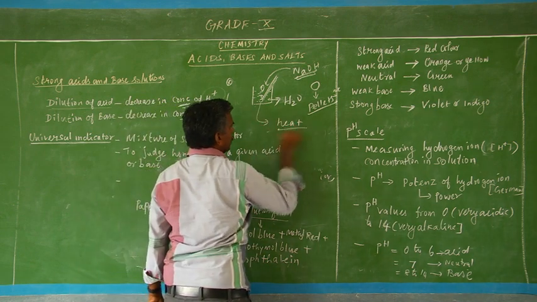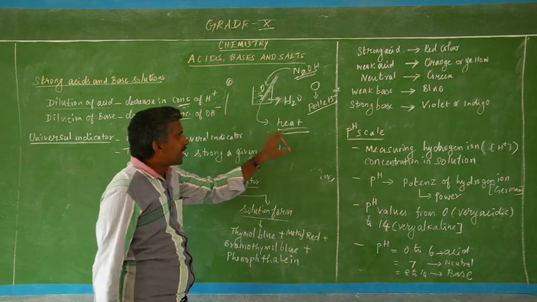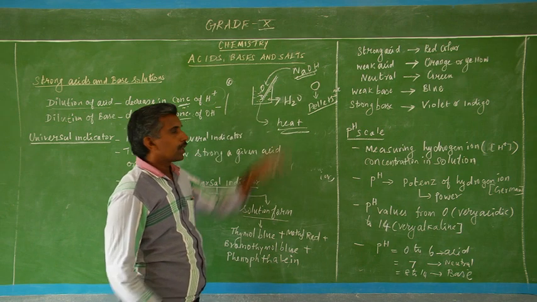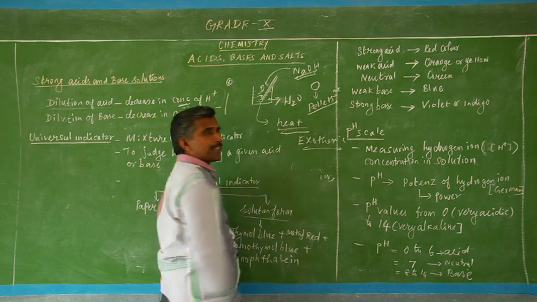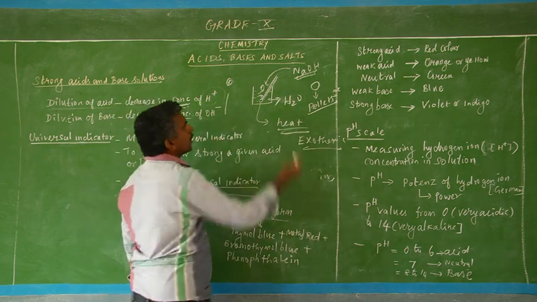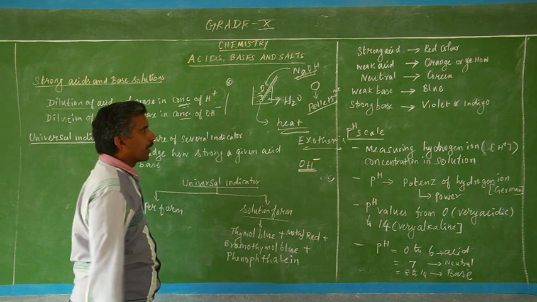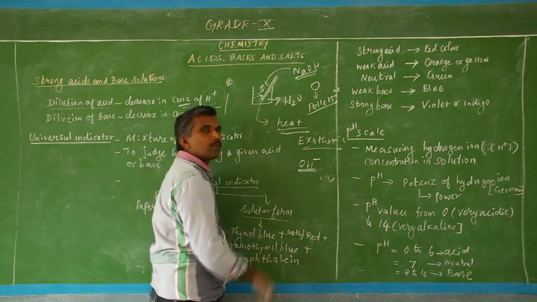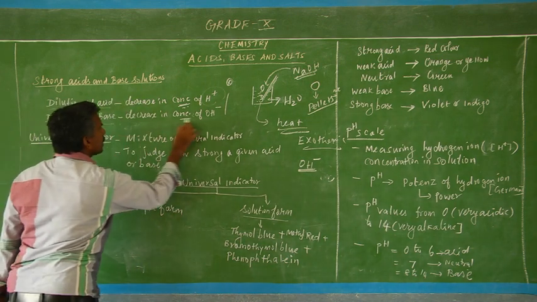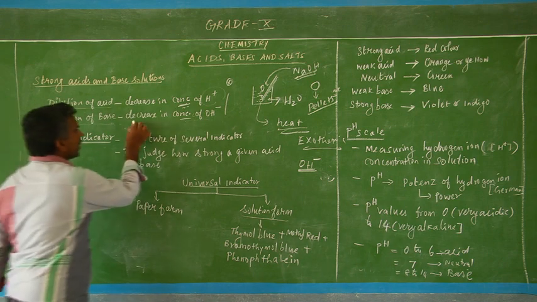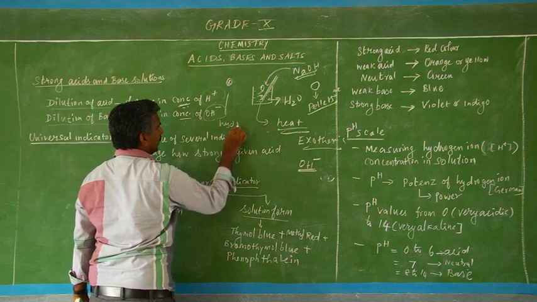Heat is produced when a strong base is dissolved in water. So this is an exothermic change. When it is dissolved in water, it produces OH- ion. That is the dilution of base. Dilution of base is a decrease in concentration of OH- ion. This OH- ion is the hydroxide ion.